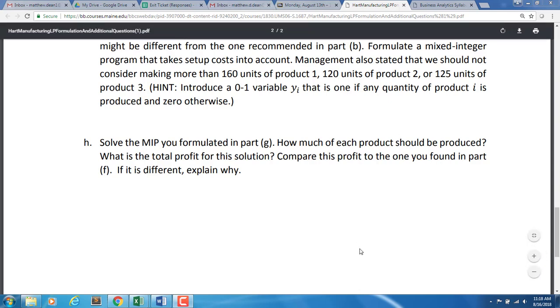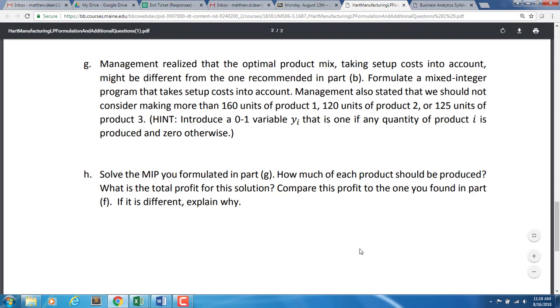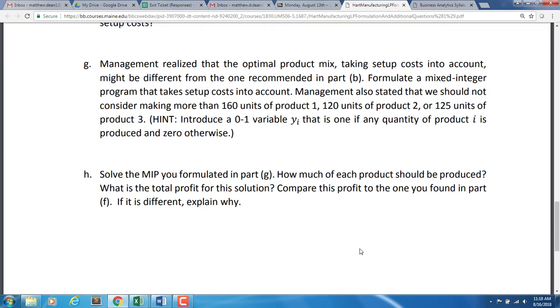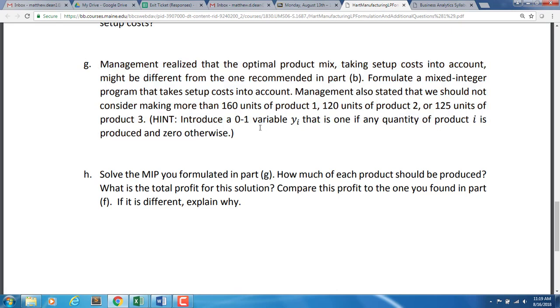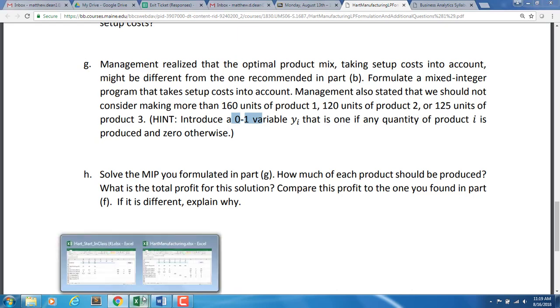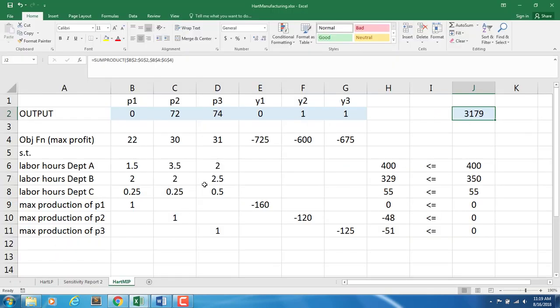I've had a couple questions in regards to why there are negative numbers when we're doing some mixed integer programs or integer programs. So I'm assuming you're talking about the Hart Manufacturing example that we did earlier in the week, where I told you to introduce binary variables. And so it should have started something like this, or this is something that you should have ended up with.